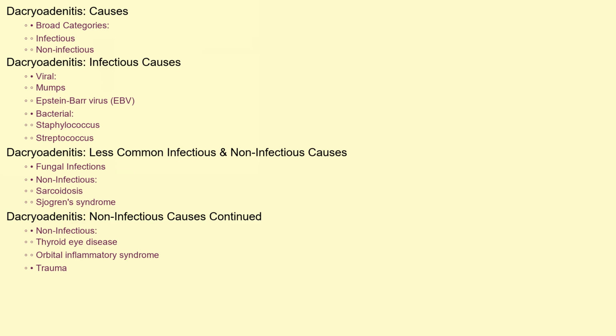So, what causes dacryoadenitis? The culprits can be broadly categorized as infectious and non-infectious. Infectious causes are frequently viral, with mumps and Epstein-Barr virus being common offenders, especially in acute cases. Bacterial infections such as Staphylococcus or Streptococcus can also trigger it. Less common but important to consider are fungal infections. Non-infectious causes include inflammatory conditions like sarcoidosis, Sjogren's syndrome, thyroid eye disease, and orbital inflammatory syndrome. Trauma to the area can also lead to inflammation and dacryoadenitis.